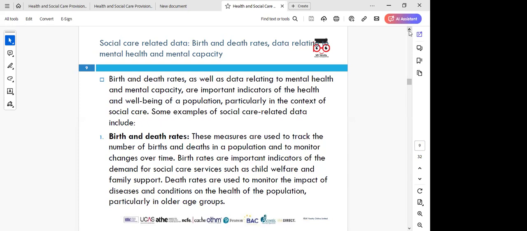These measures are used to track the number of births and deaths in a population and monitor the changes over time. Birth rates are important indicators of the demand for social care services such as child welfare and family support. Death rates are used to monitor the impact of diseases and conditions on the health of the population, particularly in the older age groups.